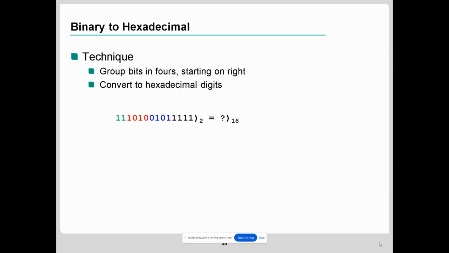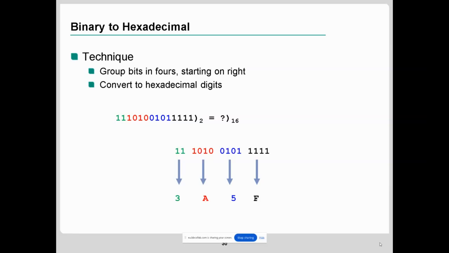Okay, now for hexadecimal. For the octal representation, we need 3 bits. For hexadecimal, how many bits? 4. So we divide it into packs of 4 bits. If you look at the black one, how many bits? 4. Blue, 4. So this is F, this is 5, this is A, this is 3.